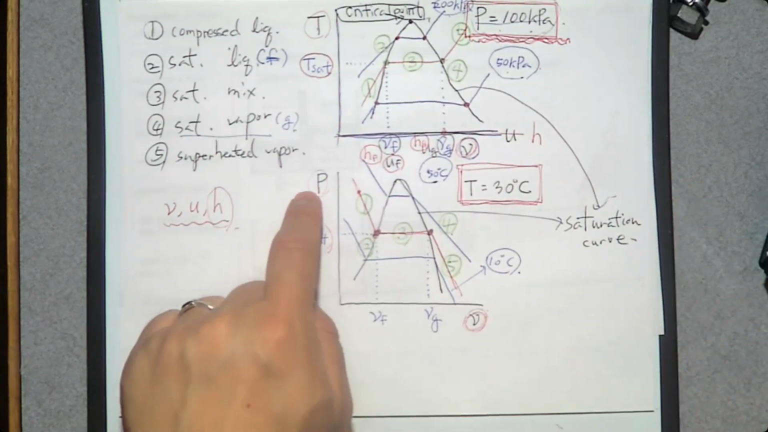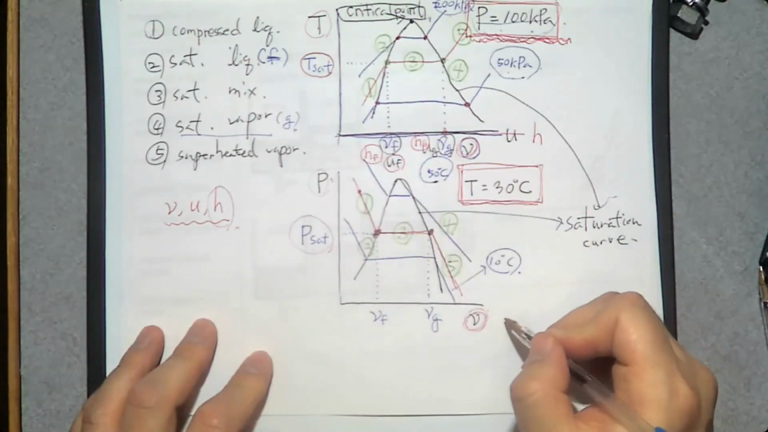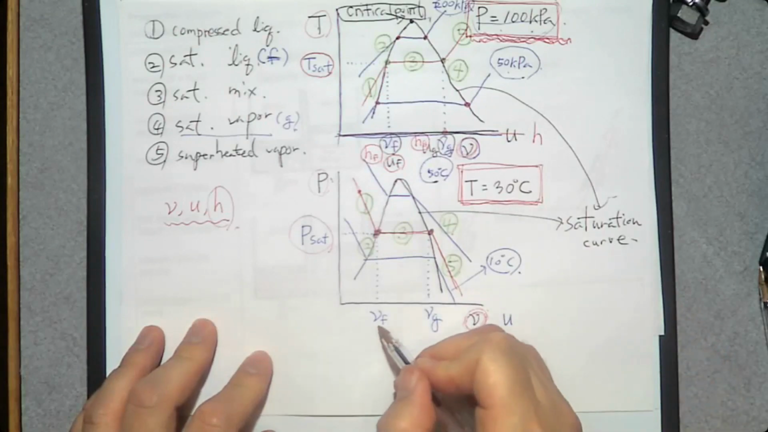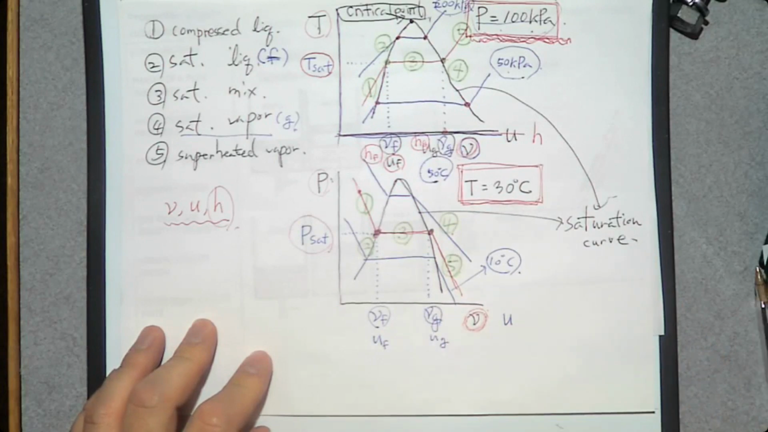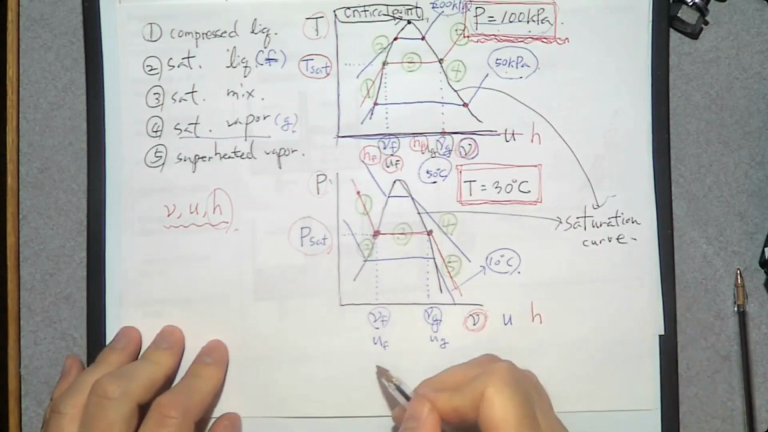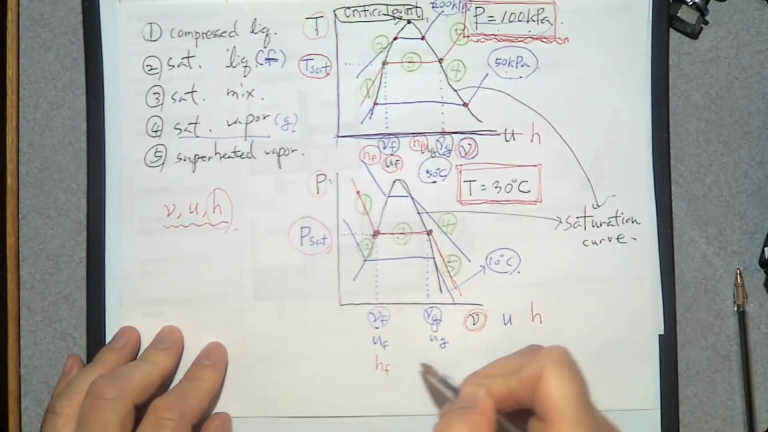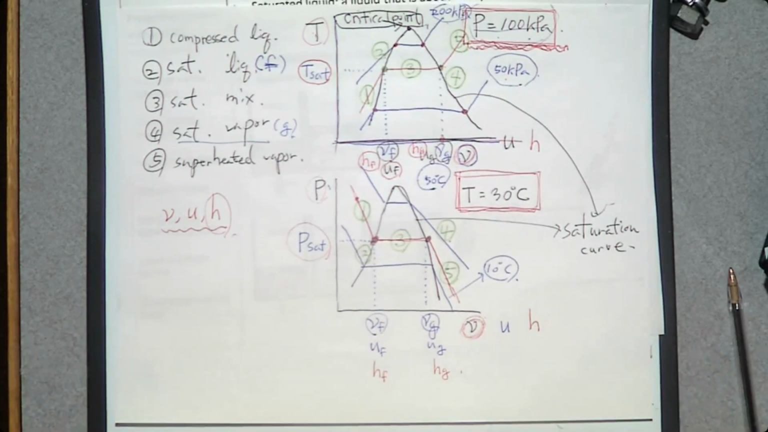Similarly, on this PV diagram, instead of a PV diagram, you can make a TU diagram. Then this one is going to be uf, ug. Or if you want to determine H, you can make a PH diagram. Then it's going to be hf and hg. Okay, so that's how you can make PV, TU, TH diagrams.